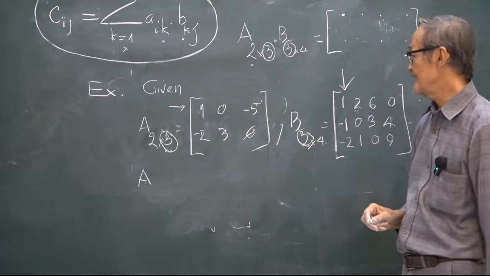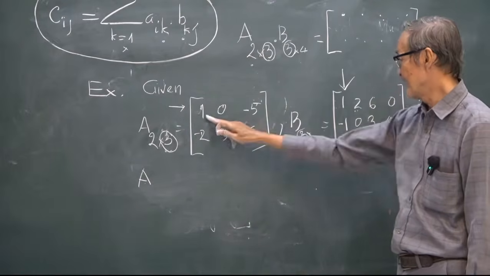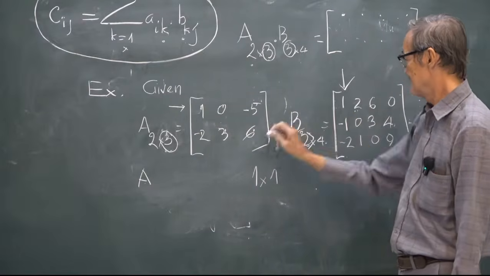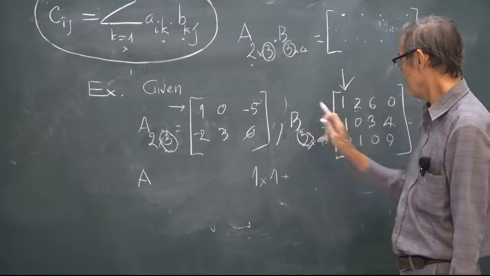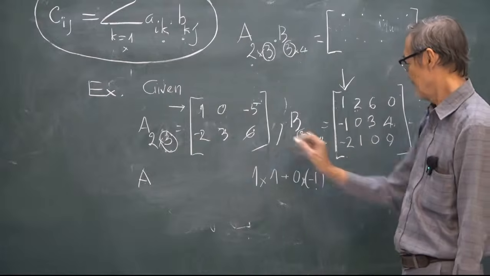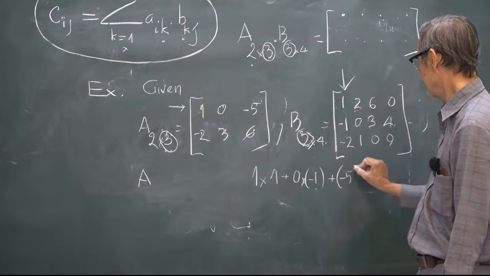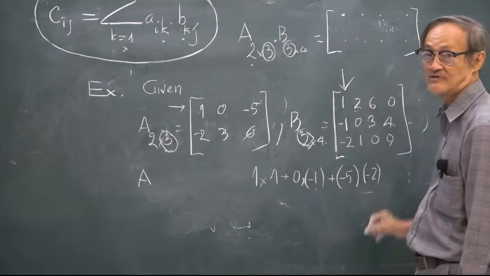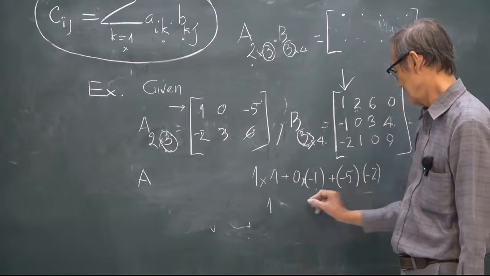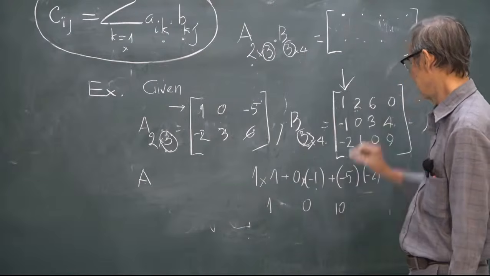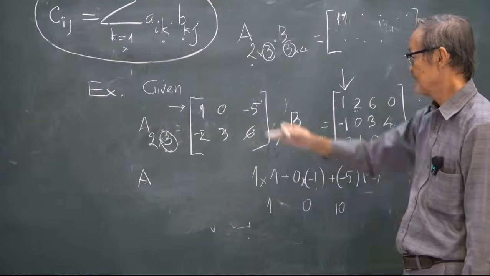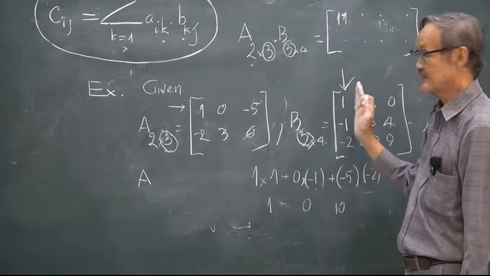Now, here, first row, first column. We can compute by pocket calculator. 1 times 1 plus 0 times minus 1 plus minus 5 times minus 2. You can use your pocket calculator. 1, 0, 10. We have 11. Okay. First row, first column.